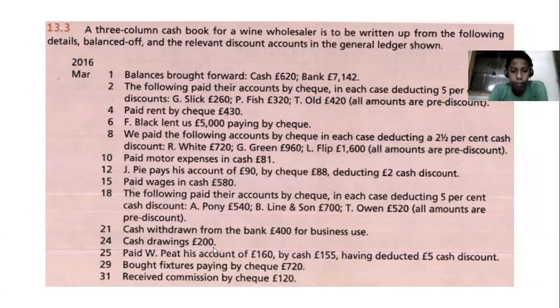Then another transaction. Are you getting my point? If you're not asking, that means you have understood everything. Then cash withdrawn from bank 400 for business. This is very important, and you have to be very careful with this kind of transaction. Can anybody tell me?